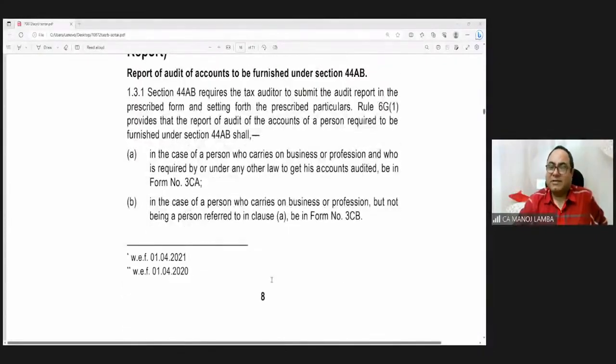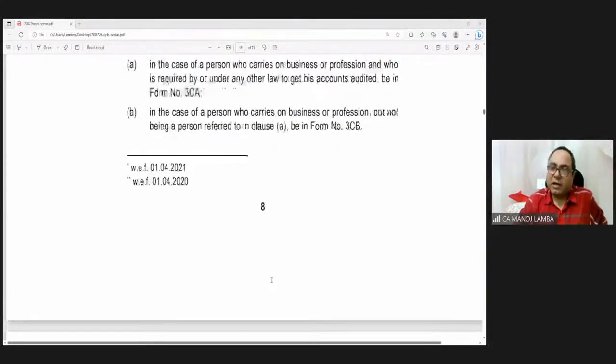What kind of common mistakes are generally found by the Taxation Audit Quality Review Board in the tax audit report issued by the member? But friends, before I jump into the 3CD part, that is the statement of particulars furnished along with 3CA or 3CB. That form 3CD is basically a statement of particulars. The basic audit report is either form number 3CA or form number 3CB.